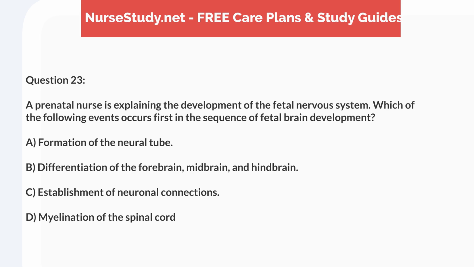Question 23. A prenatal nurse is explaining the development of the fetal nervous system. Which of the following events occurs first in the sequence of fetal brain development? A. Formation of the neural tube. B. Differentiation of the forebrain, midbrain, and hindbrain. C. Establishment of neuronal connections. D. Myelination of the spinal cord.